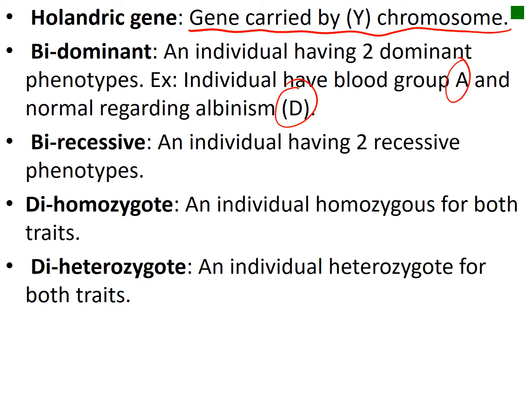Birecessive: an individual having two recessive phenotypes. Dihomozygous: an individual homozygous for both traits. Diheterozygous: an individual heterozygous for both traits.